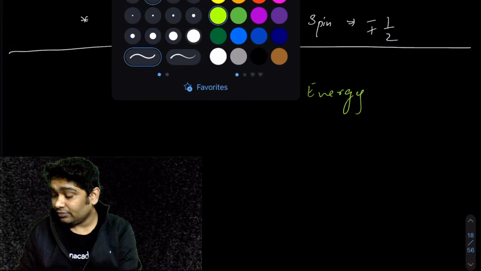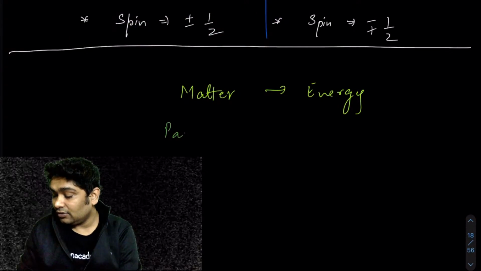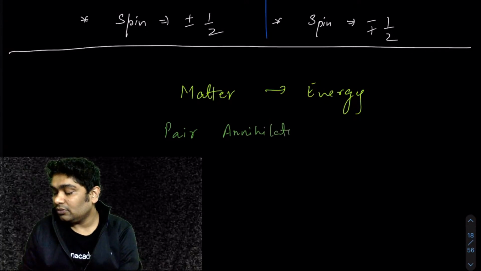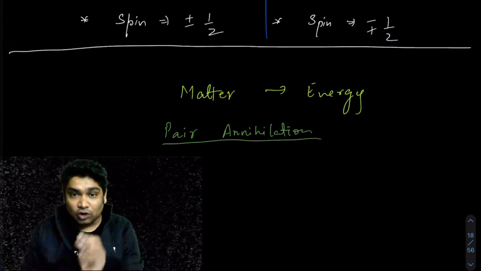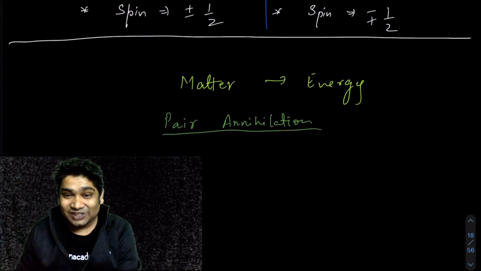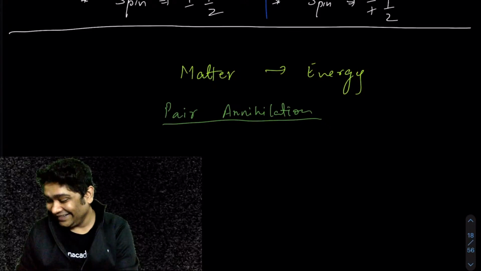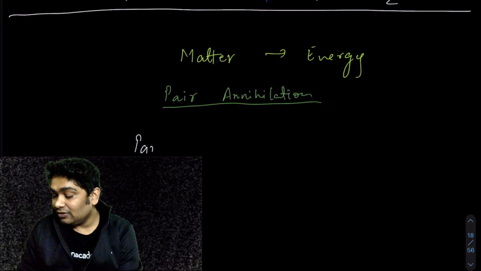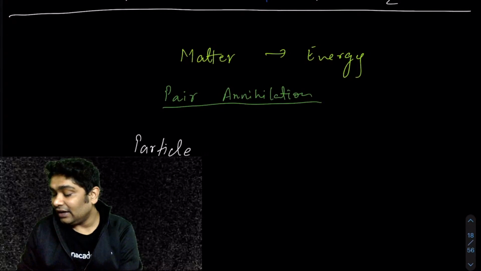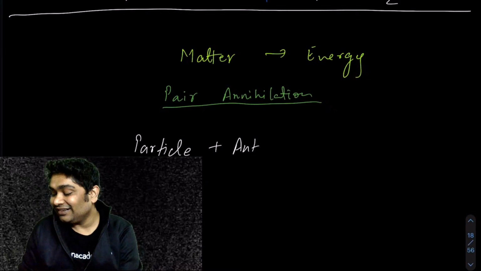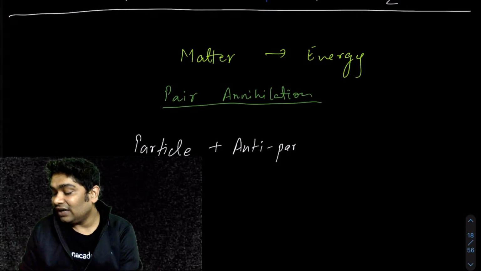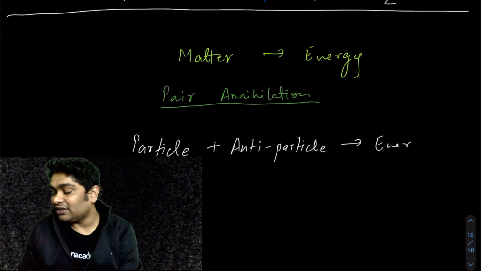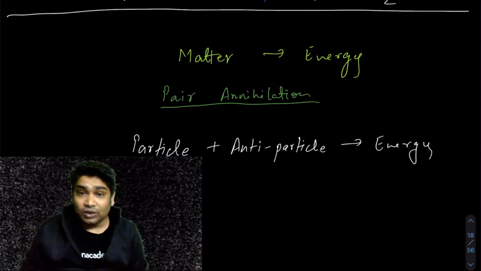Okay, pair annihilation. Matter gets destroyed in pairs also. What happens is a particle and an antiparticle will collide and get converted into energy. That is how matter gets transferred into energy. There are collisions happening between them.